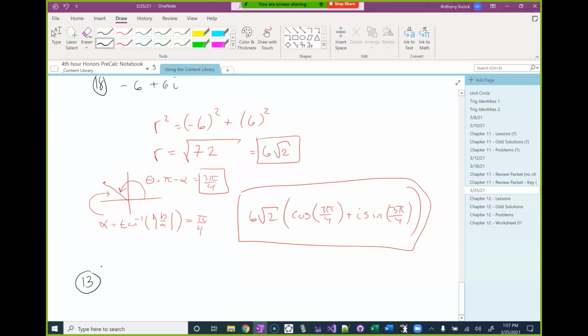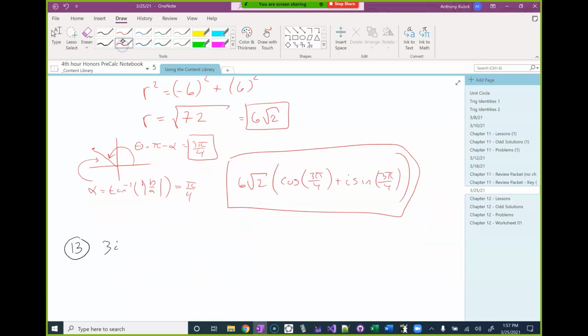I'm not even going to bother with any of this. Draw this. 3i is here, right? So clearly the radius is 3. The distance from the origin has to be 3. And the theta here is just 0, right? Since you're on the positive side of the x-axis. So I have 3 sine 0. Okay. Thank you. Done.